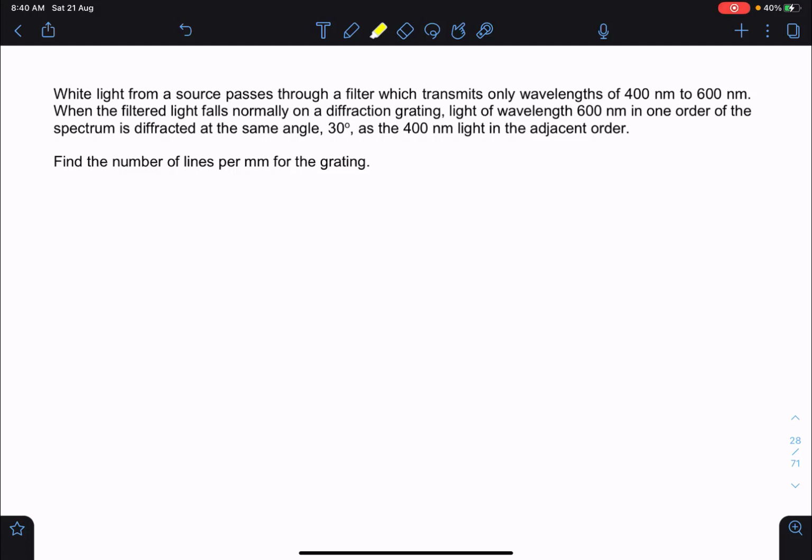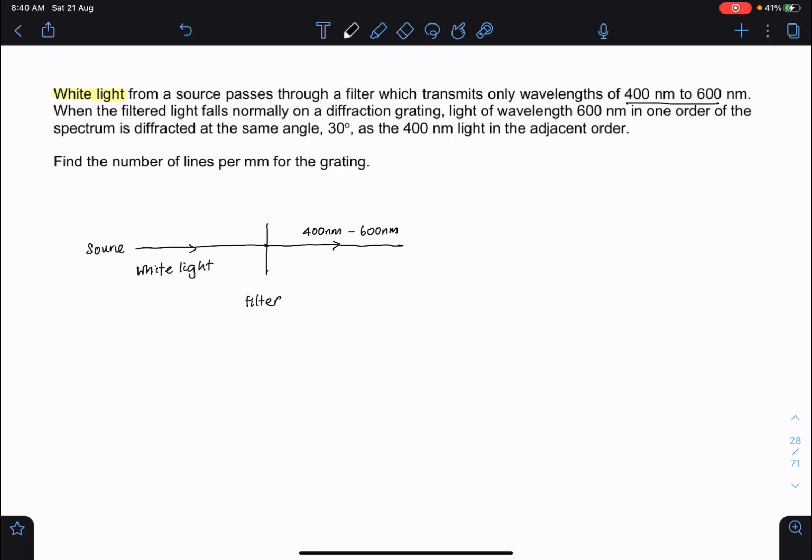So in this question, what we have is white light. Let me just draw a diagram. We have white light from a source, and what it does is it passes through a filter which transmits only wavelengths of light from 400 nanometer to 600 nanometer. So I'm going to put that in, 400 nanometer to 600 nanometer.